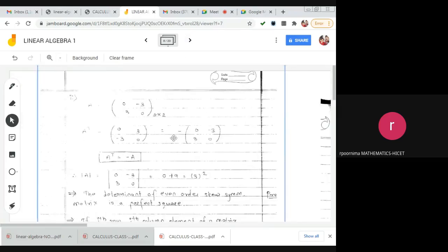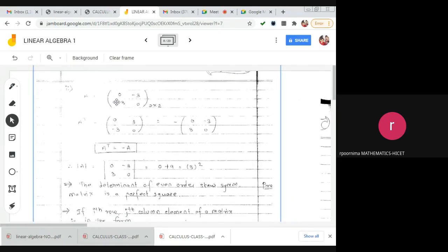So the next subdivision is matrix A. It is given as first row 0, minus 3, second row 3, 0. This is of order 2 by 2. Then A transpose is 0, 3 and minus 3, 0, which is equal to minus of 0, minus 3, 3, 0. That is, A transpose is minus A.